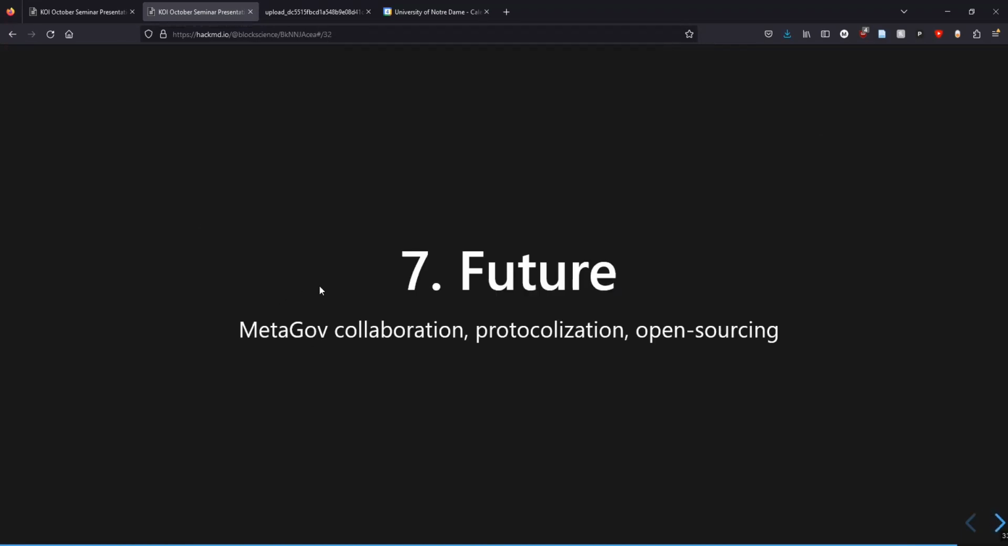Cool. So this is really the last slide, and we can open it up with the rest of the time that we have. But yeah, we are starting a collaboration with MetaGov to start sharing some of this infrastructure. We're in the process of protocolizing a lot of the design work. And as part of that, moving these systems towards open source, instantiable, shareable systems that other organizations and other people can deploy and use.